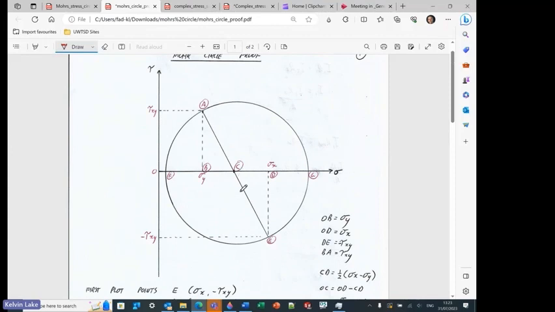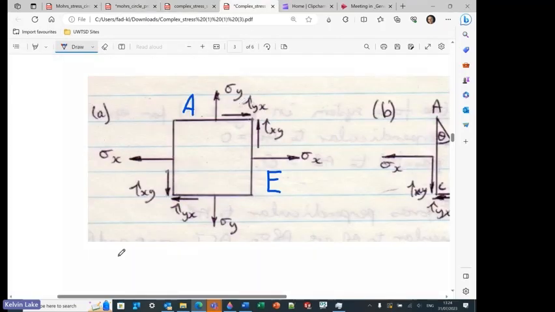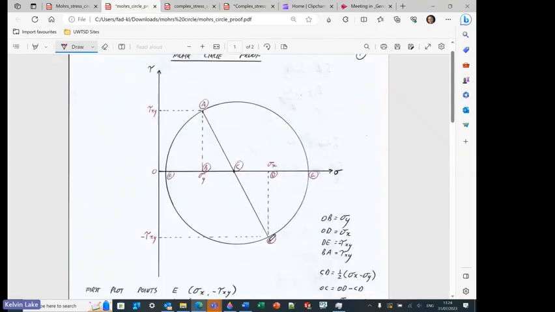So we've constructed our circle. We've got 2 points. Point E represents sigma x and minus tau xy. So if we look at our generalized 2D stress system, I've drawn it on there. Point E is the plane on which sigma x acts. Okay, so this plane here is represented by this point on the circle, point E.